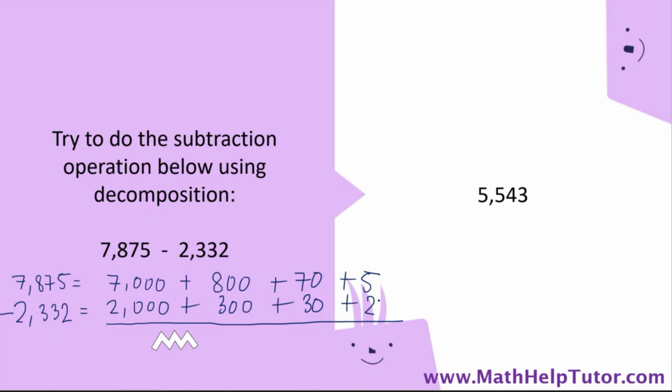So let's start from the ones place. So 5 minus 2 is 3. 70 minus 30 is 40. 800 minus 300 is 500. And 7,000 minus 2,000 is 5,000.